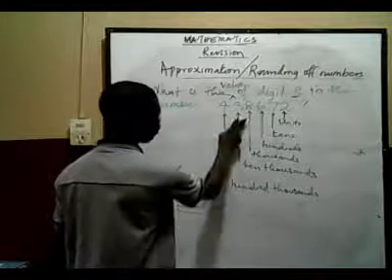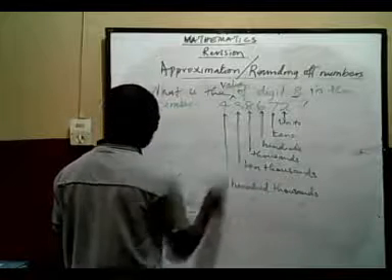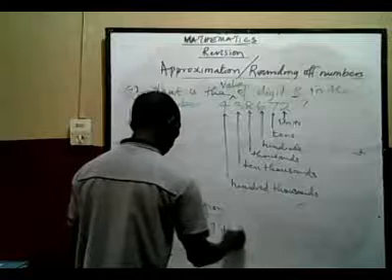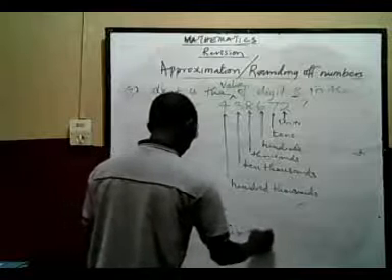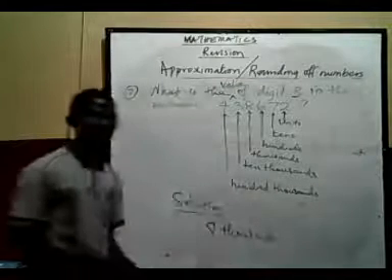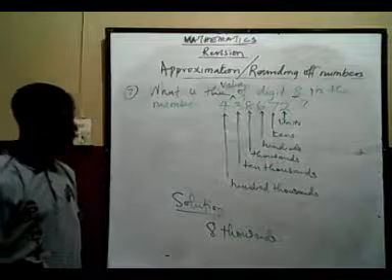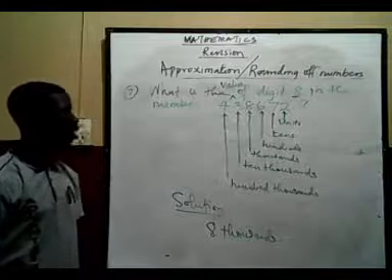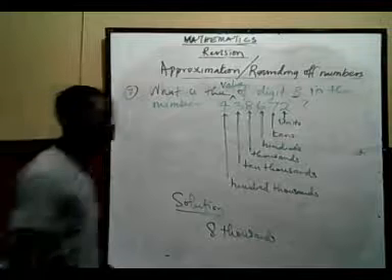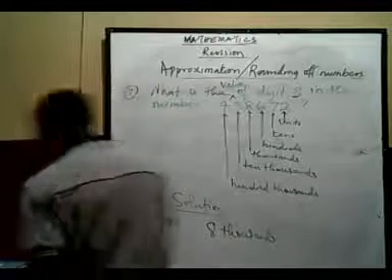So, what is the 8 now? The 8 is what? 1,000. 8,000. That's the value of the 8 there. That's the place value of the 8. The 8 is 8,000.